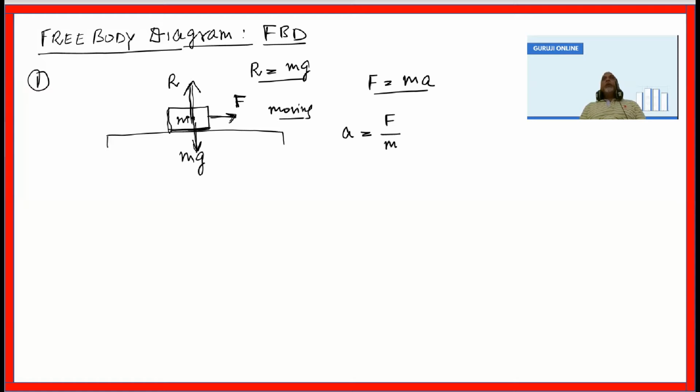Whenever a body is moving and a force is acting on this, then there will always be an acceleration to the body, and that acceleration into mass will give you the force. So for a moving block on this surface, if it is a smooth surface, means there is no friction, or friction coefficient equal to 0.